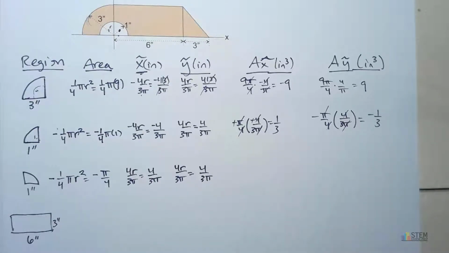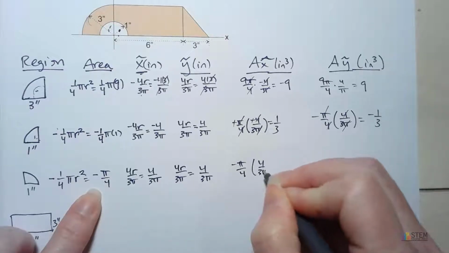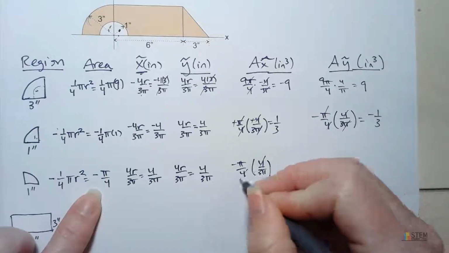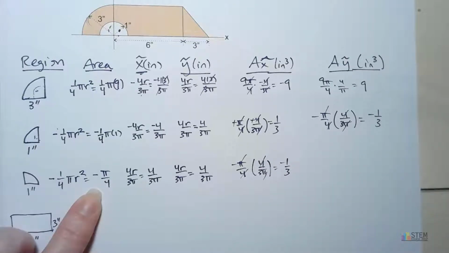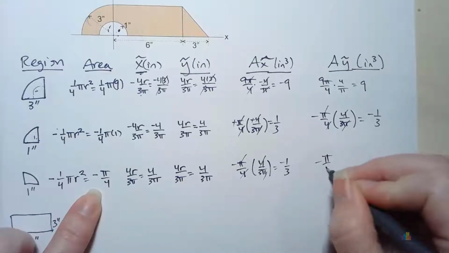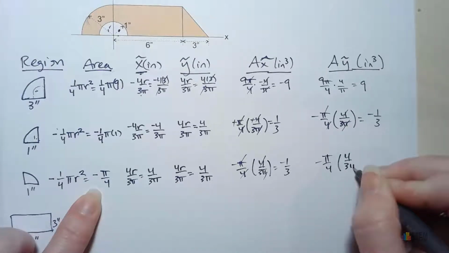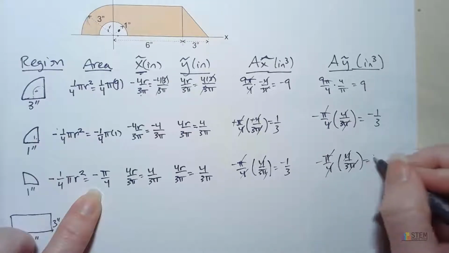Now do these products. First one, we got negative pi over 4 times 4 over 3 pi. So you get negative 1/3. Then over here on this last one, we got negative pi over 4 times 4 over 3 pi. Cancel the pi and then cancel the 4, negative 1/3.